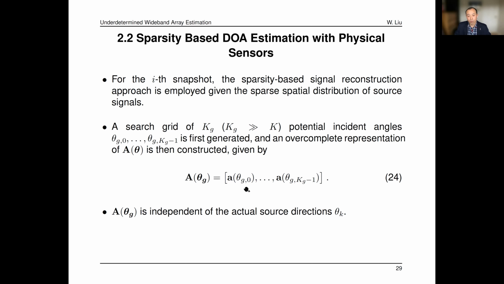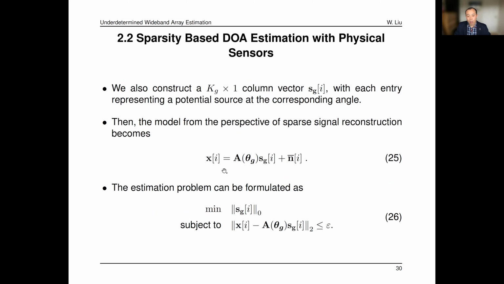So it's an overcomplete representation of A(θ). So I have this A(θg). And this A(θg) is independent of the actual source direction θk. You don't need to know the direction of the source. These θg0, θg1, and so on are created by the user, so they are not dependent on the actual source direction. So you create this very large dictionary, a large steering matrix, and then you also create the corresponding source vector s_g[i].